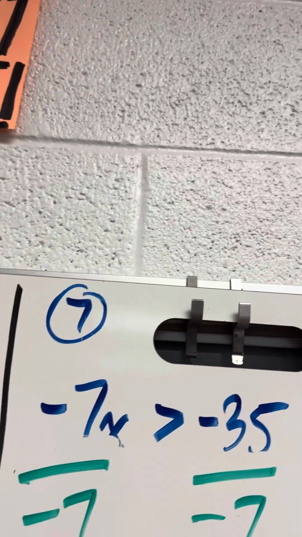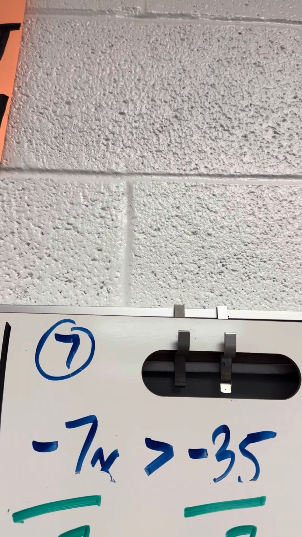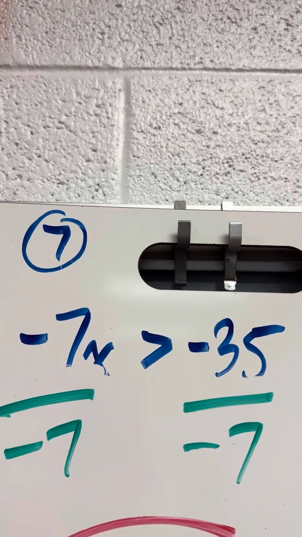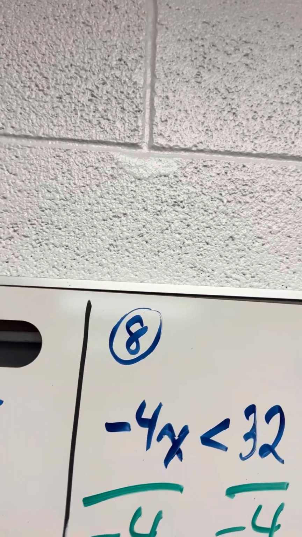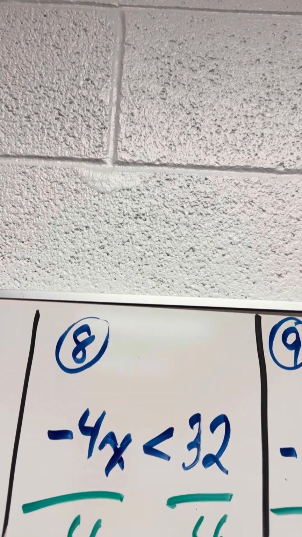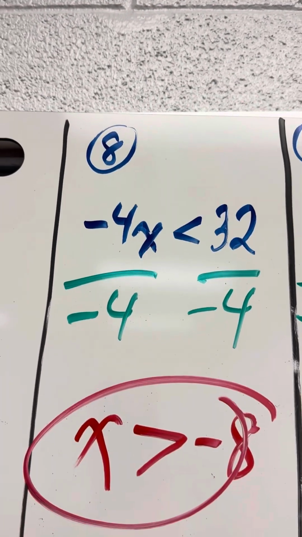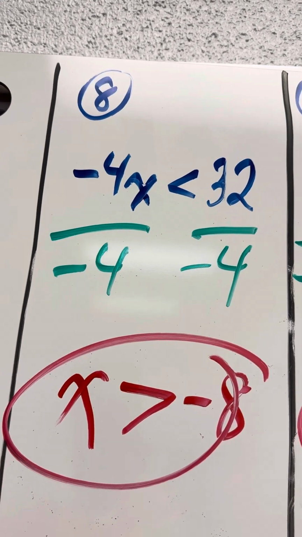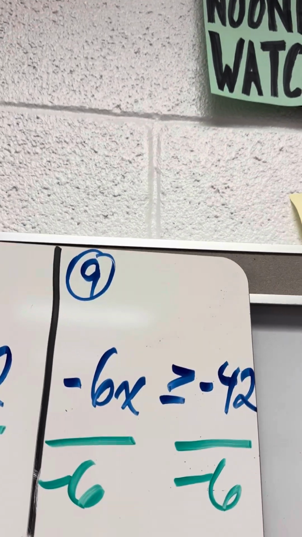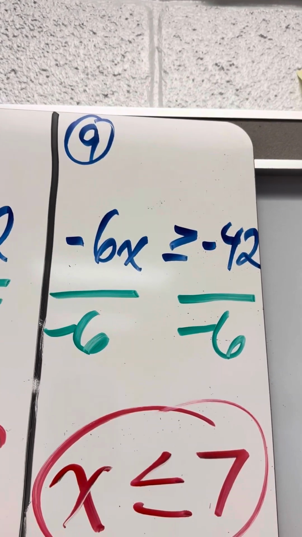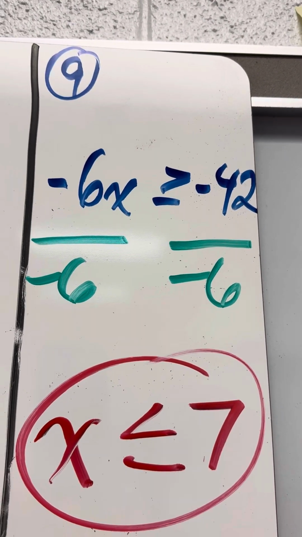Like here, negative 7x greater than negative 35. Divide negative 7, x is less than 5. Negative 4x less than 32. Divide negative 4, x is greater than negative 8. Negative 6x greater than or equal to negative 42. Divide negative 6, x is less than or equal to 7.